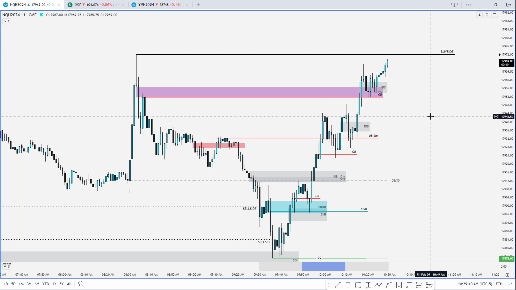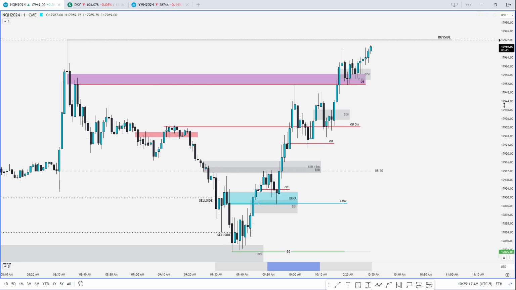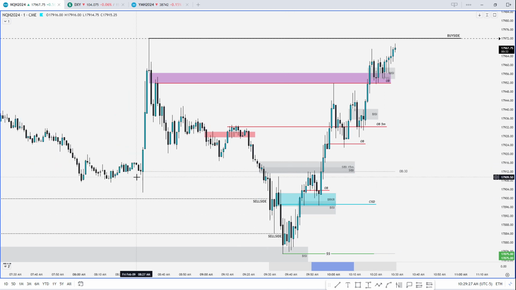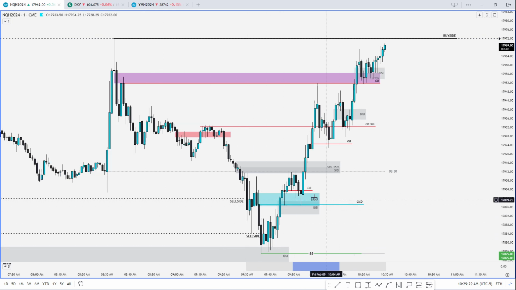You take silver bullets or 2022 model? If yes, do you wait for market structure shift or just CISD? Silver bullet, I don't necessarily trade silver bullet between 10 and 11. I look for kind of split times in between there. I may change that going into the rest of 2024. I just want to kind of study the model again and see if there's more opportunities within the silver bullet window.